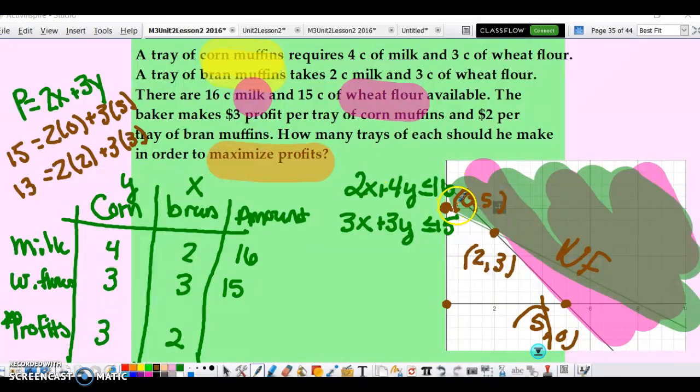So we can conclude that we would make the most money by selling 0 bran muffins and 5 corn muffins.